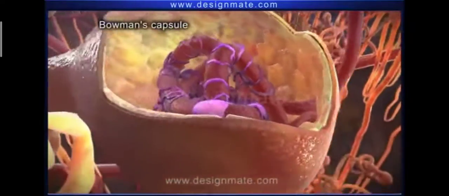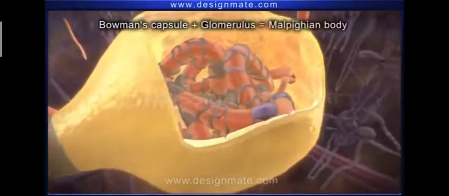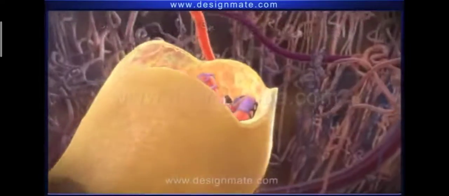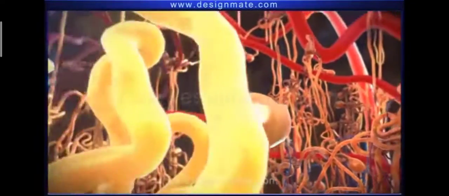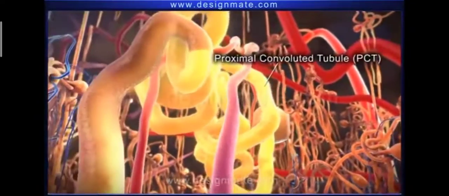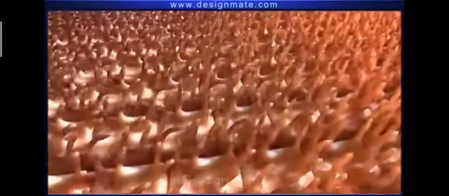The Bowman's capsule and the glomerulus together form the Malpighian body. This capsule extends into the proximal convoluted tubule (PCT) on the inner side. This tubule is lined by a brush-bordered epithelium with numerous microvilli.